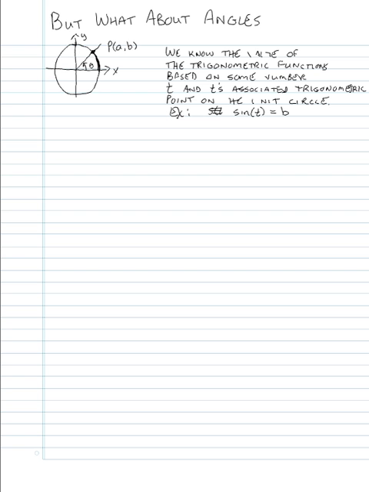So as you see here, it says, but what about angles? Here's where we are. Here's what we know. We can calculate the value of any of the 6 trigonometric functions, sine, cosine, tangent, cotangent, secant, cosecant, based on some number t and the associated trigonometric point that goes with t along the unit circle.